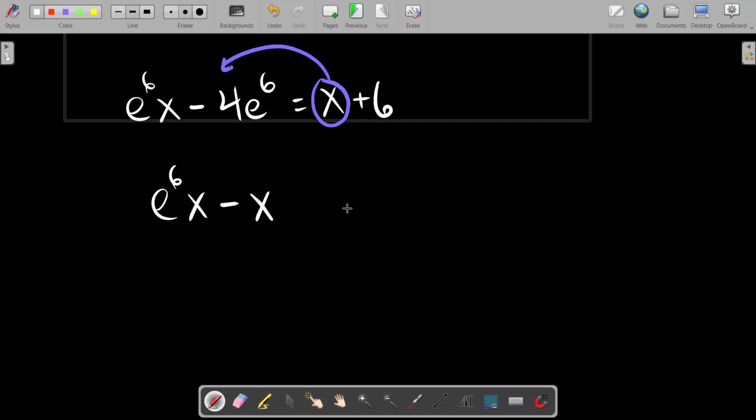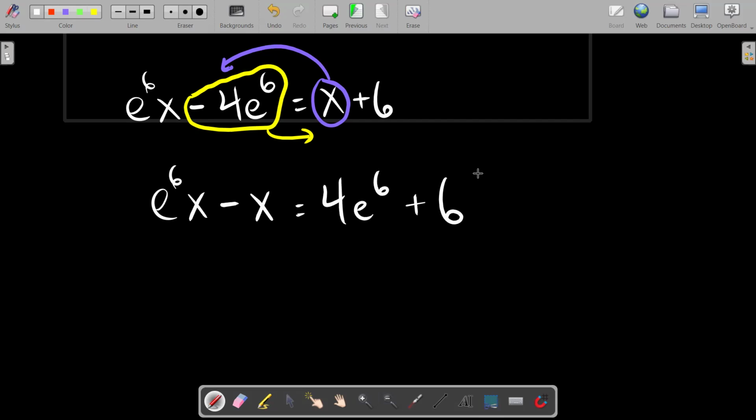But then I want to clear the path. I want to get everybody else out of there. And so I also now have to turn around and take this 4e to the 6th and say, skedaddle. So on the right-hand side, we're going to be left with 4e to the 6th plus 6.